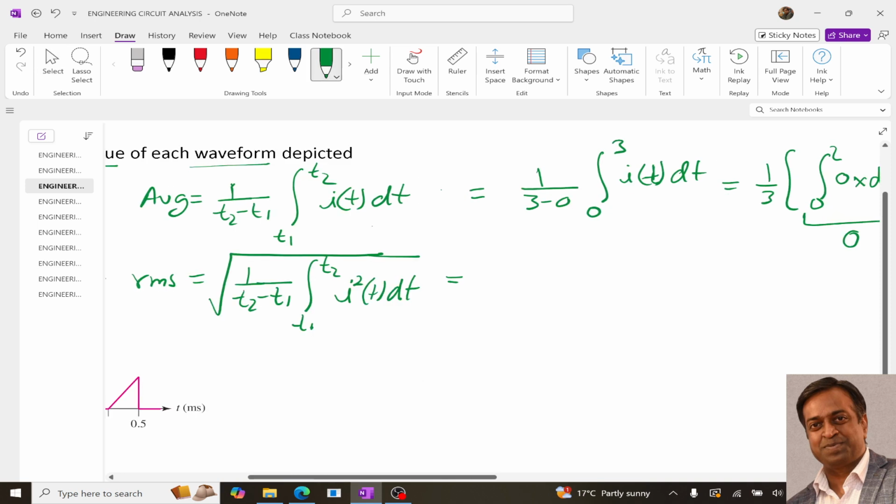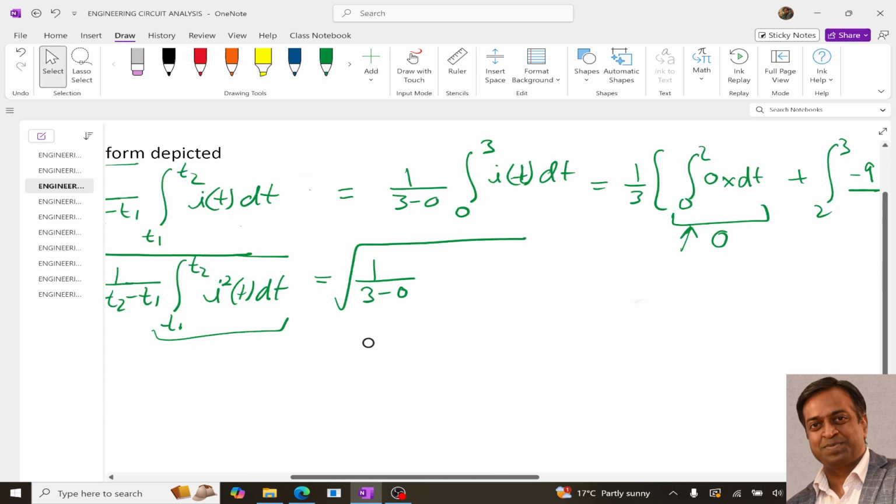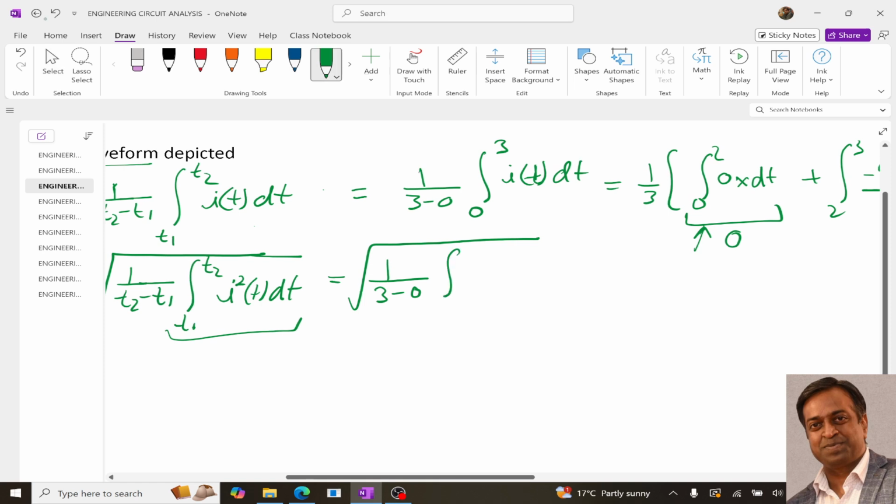Now again we will simply substitute the value 1 upon 3 minus 0 under root, and over here this is integration. So instead of writing again 0 to 2, I will straight away write the limit from 2 to 3, because from 0 to 2 the value is 0. So in between 2 to 3 the value is minus 9. So it is minus 9 square dt, right?